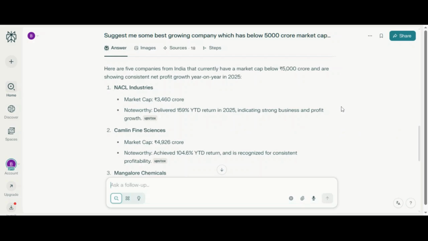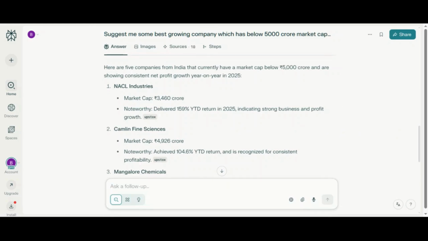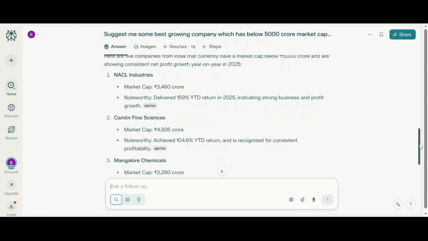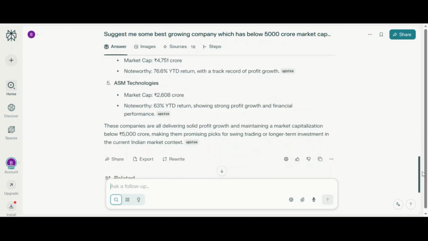Let's say Camlin Fine Sciences. Maybe this was an IPO. Camlin Fine Sciences Limited. So this is a good company. Not good, but it looks good on the chart. Okay, nice, nice. So yes, overall they are suggesting good companies.